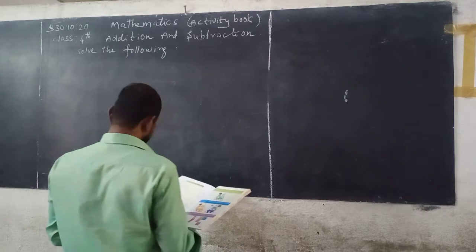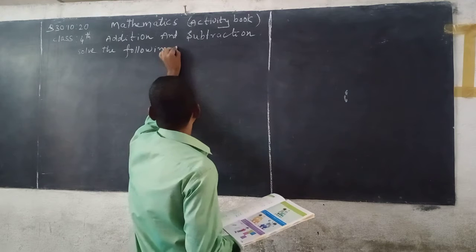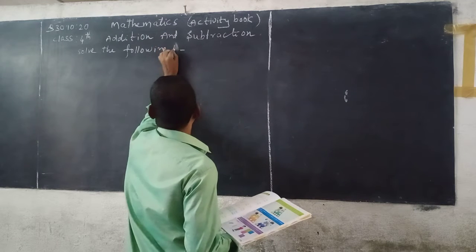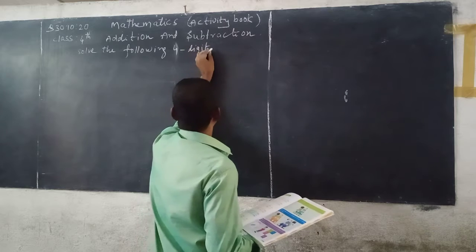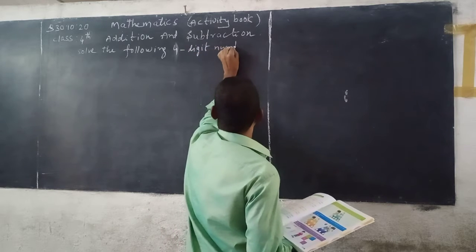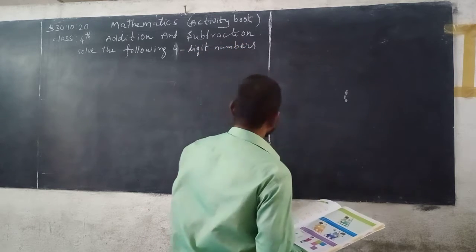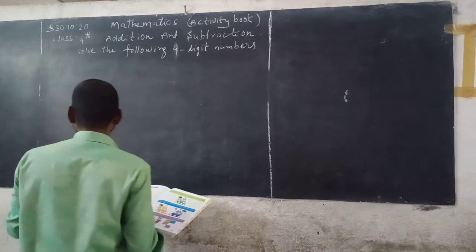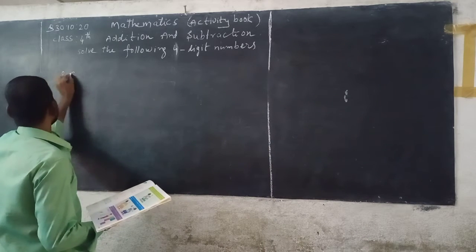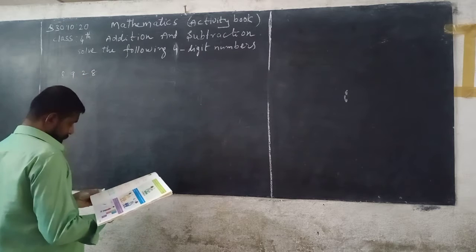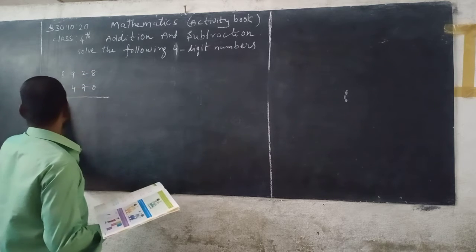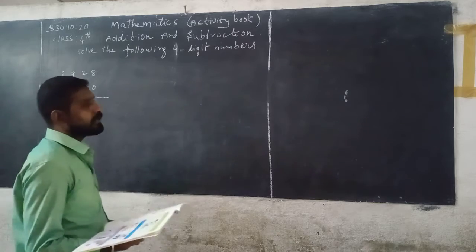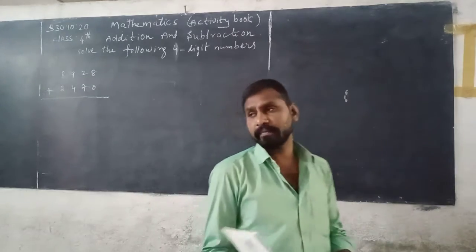See here, solve the following 4-digit numbers. First one is 8928 plus 2470. First you can write the given numbers in column-wise according to their places.